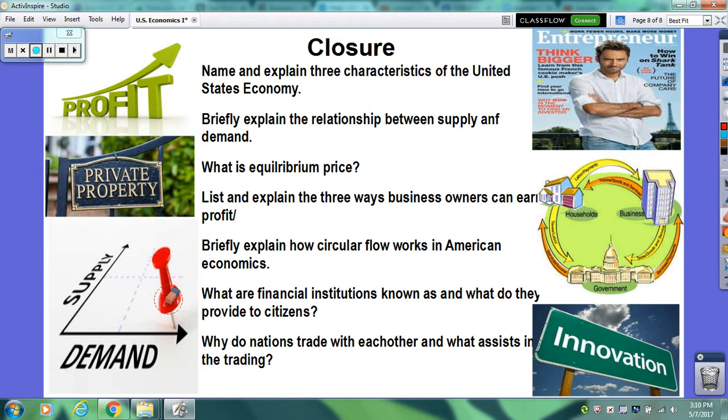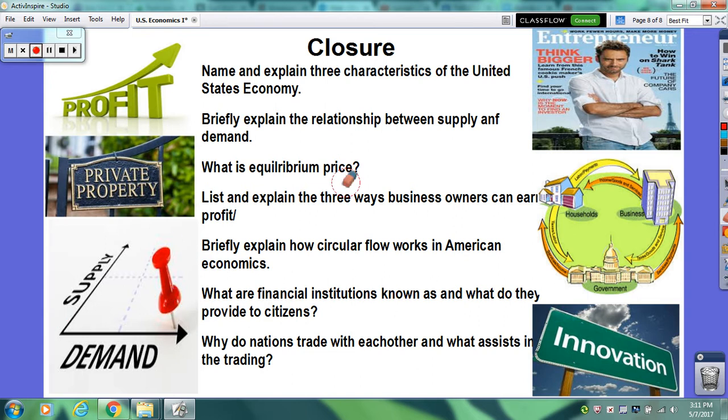What is equilibrium price? Kind of mentioned it already, but basically that's where supply equals demand, and that price will reflect once you calculate all your data. So it's really the optimal price for the business, because then they won't have to produce more goods than what is needed, because they will know what the demand is.